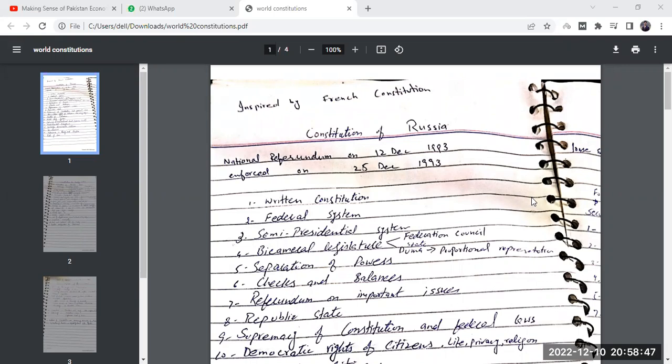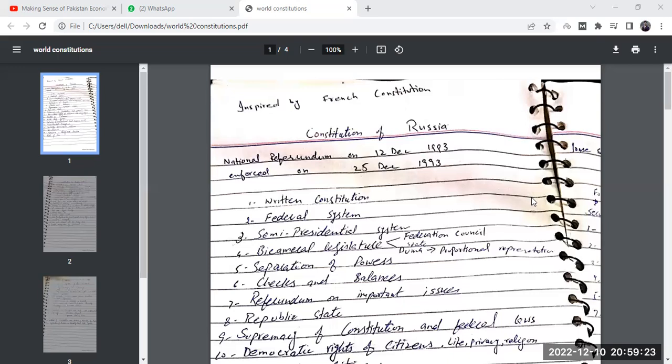And Soviet Union broke up in 1989, and after that there were successions in the Soviet Union, and multiple other states were formed in 1951, 1952, 1953, all those things. So Russia was also formed in 1991, and there was a national referendum on 12th December 1992 on this constitution, and in that referendum, mostly public gave votes in the favor of this constitution, and this constitution was enforced on 25th of December 1993.